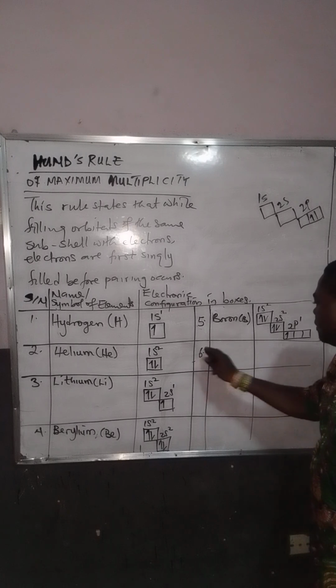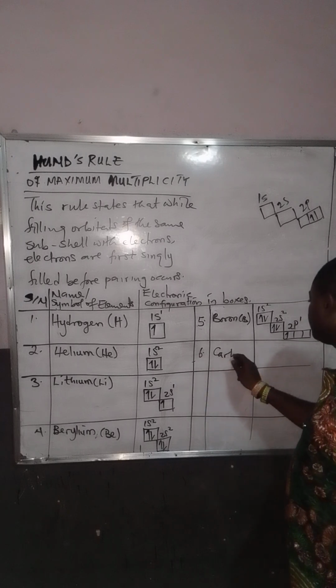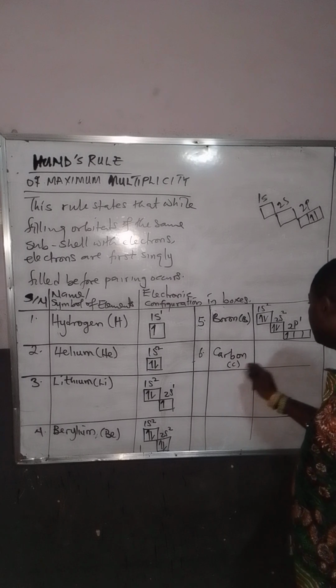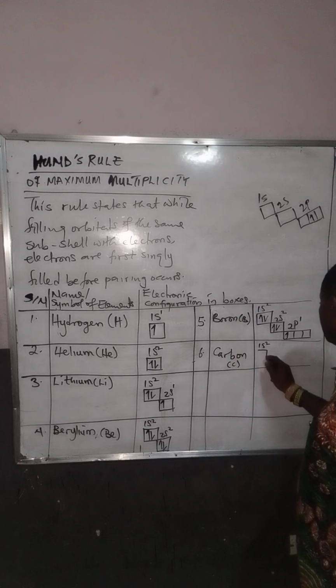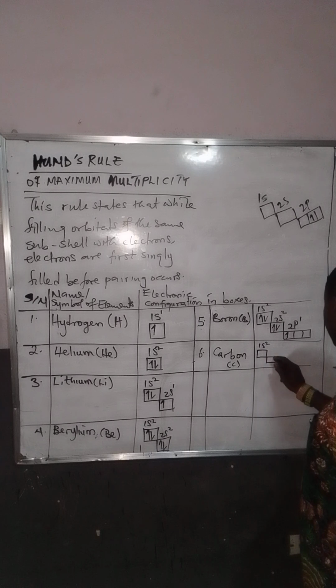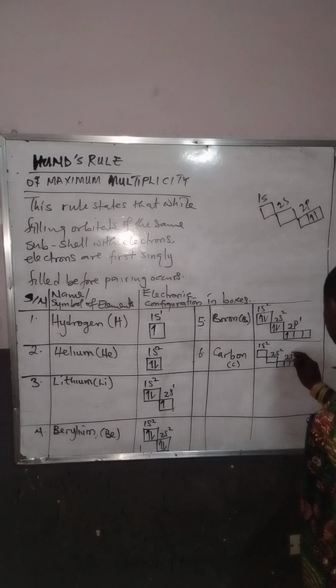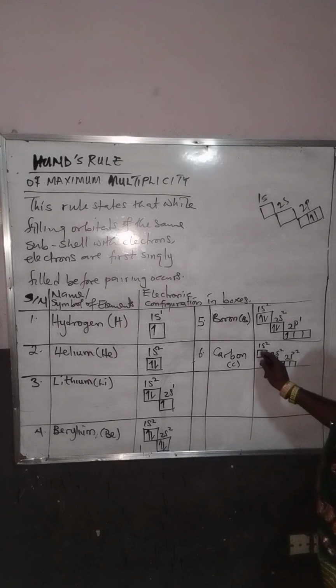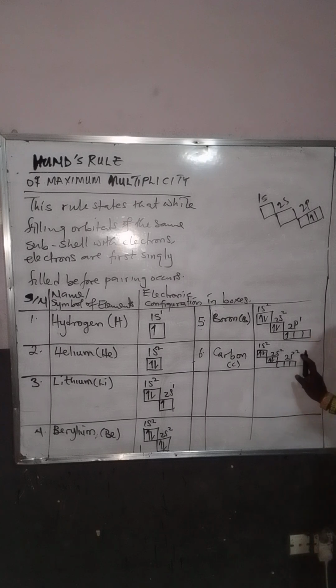Now number 6 is carbon, C. So we have 1s2, we have 2s2, and we have 2p2. Now look at it. These ones don't have business with Hund's rule. Where the business is, there are 2 electrons and there are 3 spaces. Fill singly first. Fill singly.